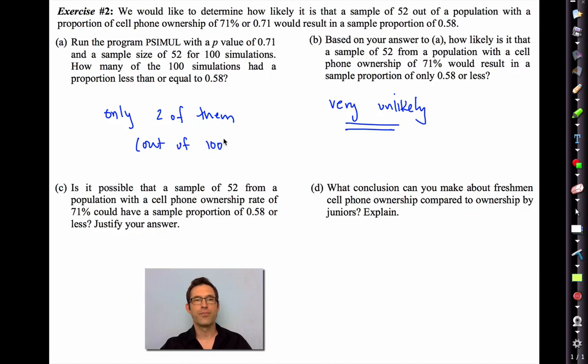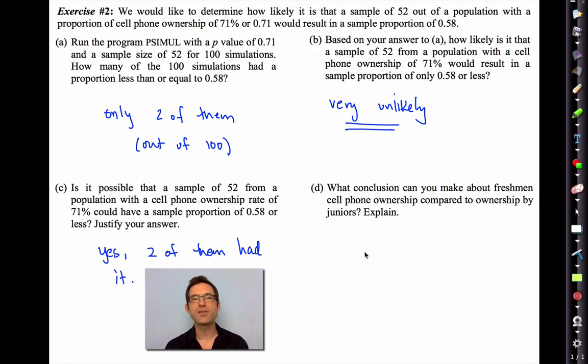Is it possible that a sample of 52 from a population of cell phone ownership of 71% could have a sample of 0.58 or less? Justify your answer. Well, yes. 2 of them had it. So, it's very important. Statistics and probability are never really ever about proving something indisputably. It's about assigning how likely something is.